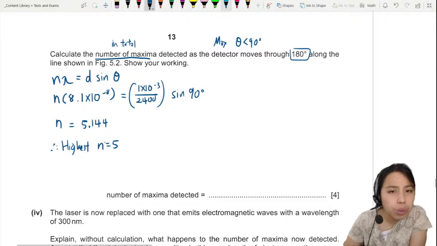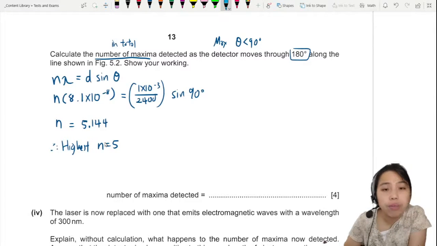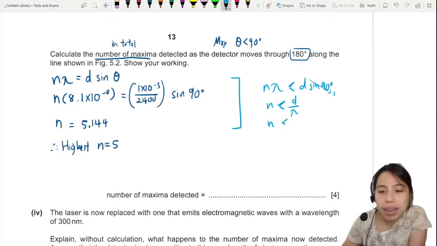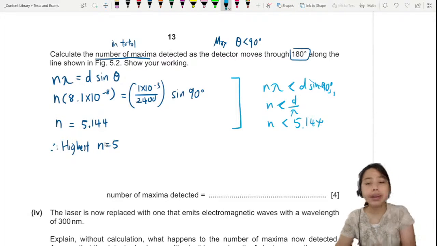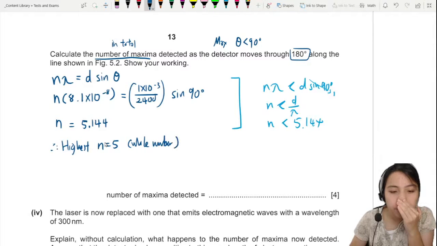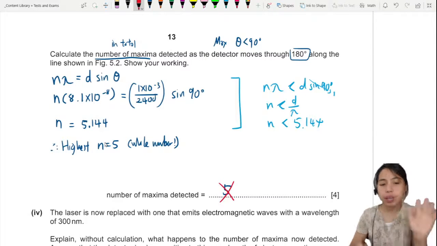In other words, an alternative way of writing this is to say n lambda should be less than d sine 90, which is 1. So n should be less than d over lambda. So when we get n less than 5.144, you just have to go down to the next whole number, 5. To this whole number only. So is the answer 5? Wrong. Not yet. We're not done yet.